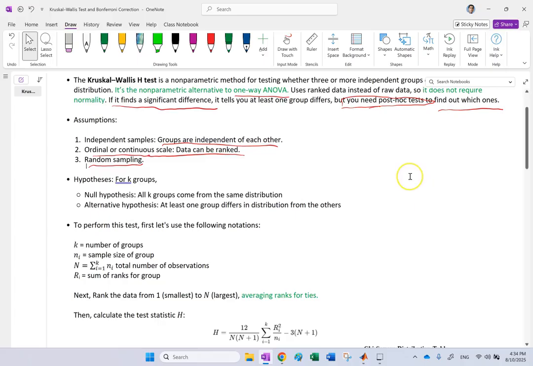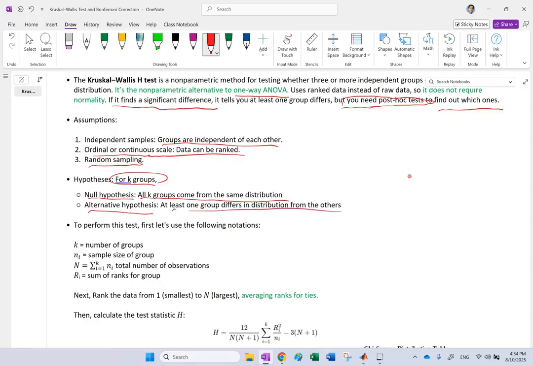So the first thing is, what is the hypothesis? The hypothesis, as with ANOVA, in the null hypothesis, is that all these K groups, if you have K groups, they all come from the same distribution. Alternative, or H1, is they are not.